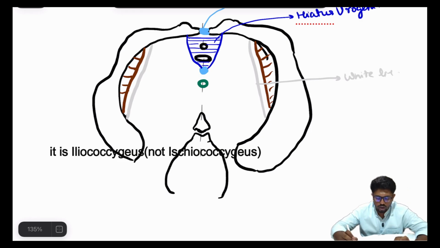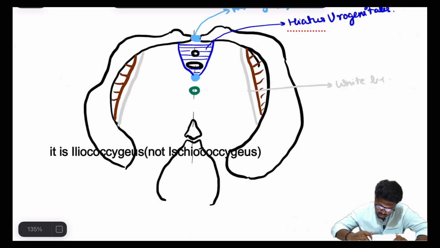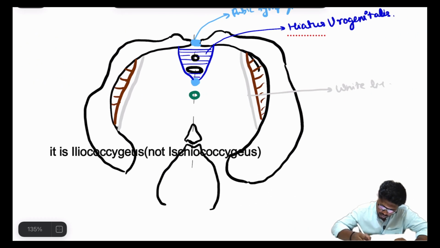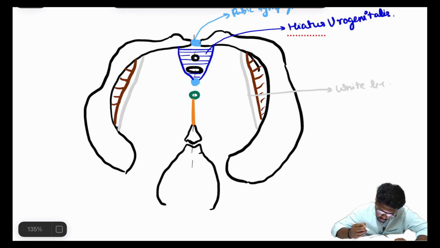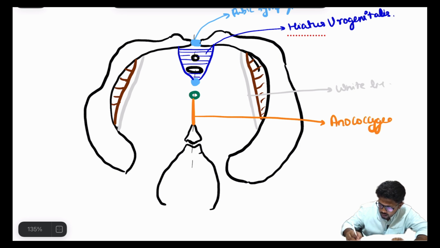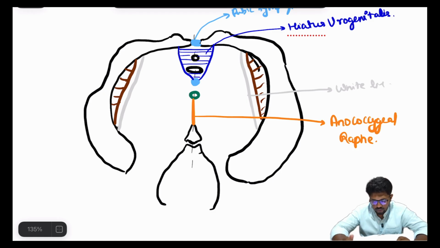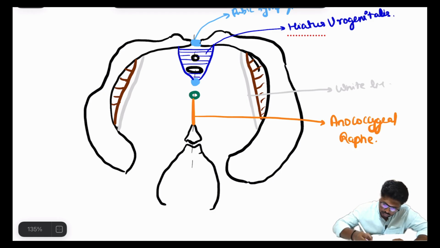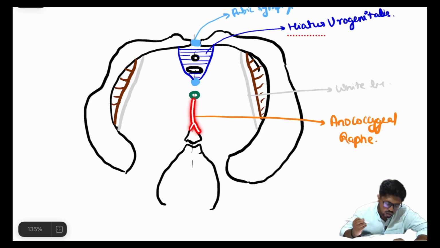Now, first we will draw Iliococcygeus. Before that, from the anal orifice toward the tip of the coccyx, one more raphe will be present. This is called anococcygeal raphe. It is present from the anorectal junction towards the tip of the coccyx. So this is anococcygeal raphe.